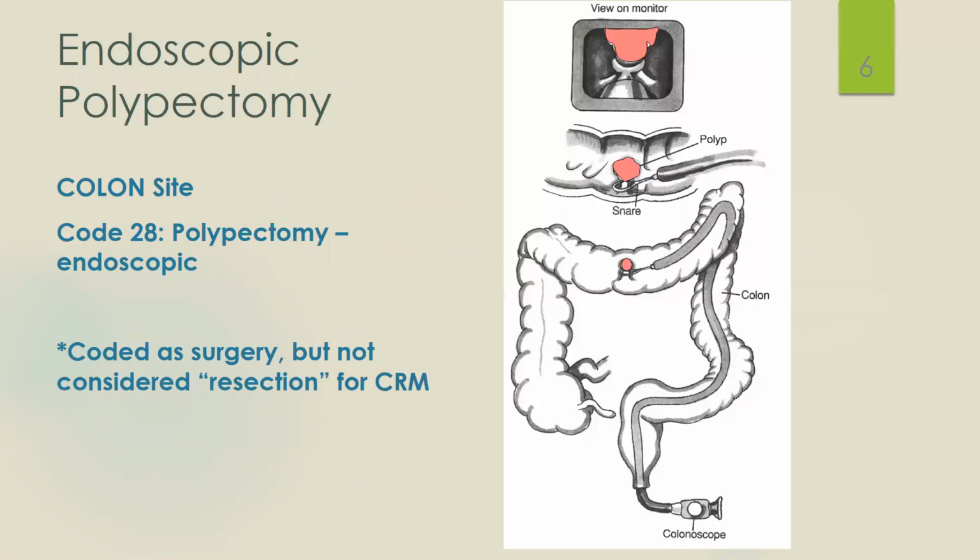So let's just take a look at a few of the colon surgery codes. This slide pictures a polypectomy, the removal of a polyp via scope. The polyp is visualized on a TV monitor, snared, removed, and sent to the path department. This is a code 28 for a colon primary site, C180 to C189.